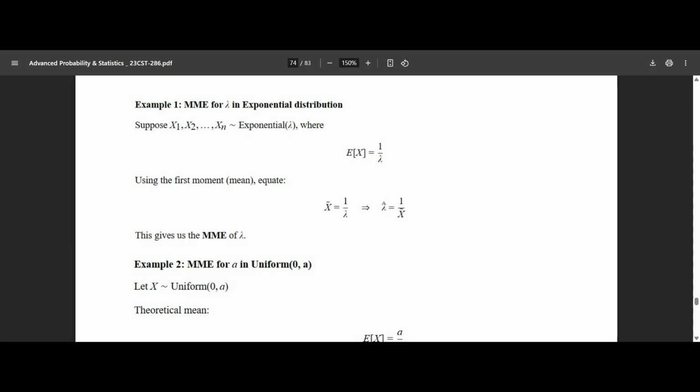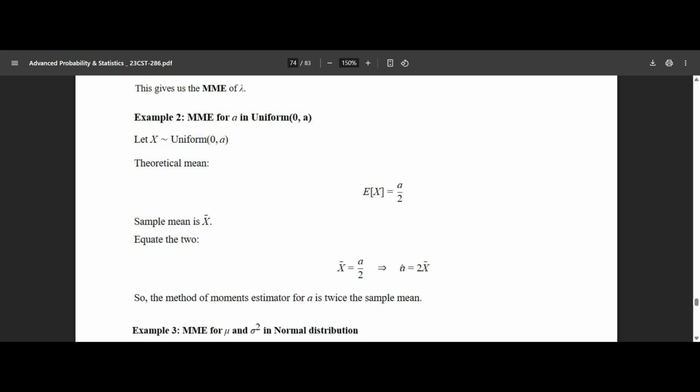Example: MME of lambda in the exponential distribution. Suppose x1, x2, ..., xn belong to an exponential distribution with parameter lambda, where E(X) equals 1 by lambda. Using the first moment, we get lambda equals 1 by x bar. So 1 by x bar is the MME of lambda.